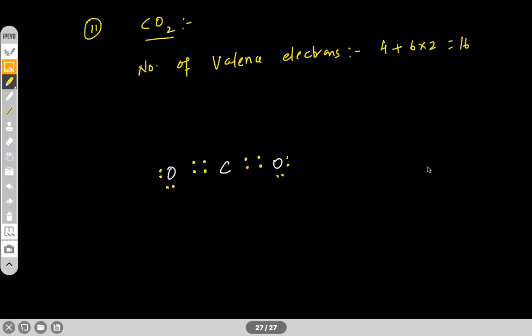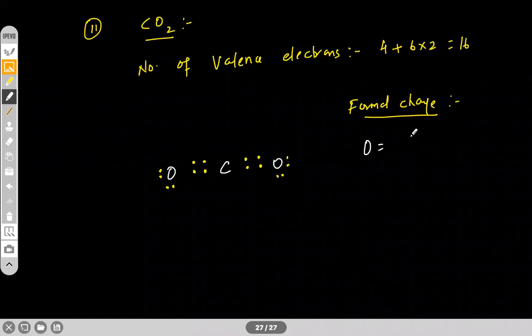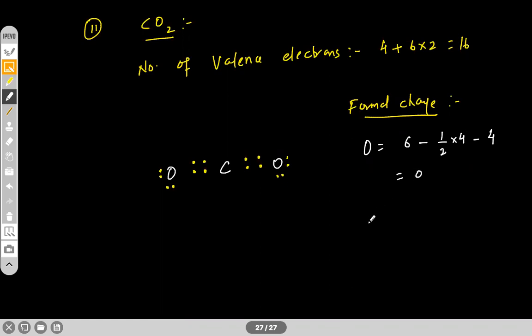Okay. Now the last step is what? To calculate the formal charge. If you count the formal charge on oxygen, could you tell me? For oxygen, it would be 6 minus, half of 4, minus 4 electrons that are there. So 0 formal charge on oxygen. For carbon also, if you count, you'll get 0 formal charge on carbon. So this is the structure of CO2.